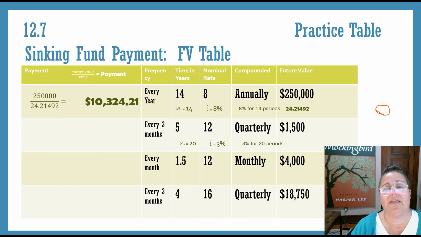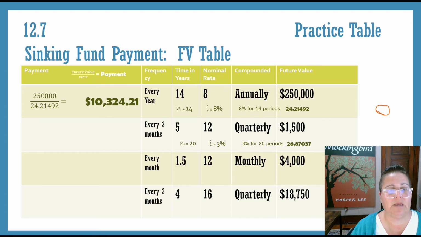So if we look that up, 3% for 20 periods, you should get a table factor of 26.87037. Remember, this is future value, so our table factor should be more than the number of compounds, 20. When it's present, it would be less. But this is future.